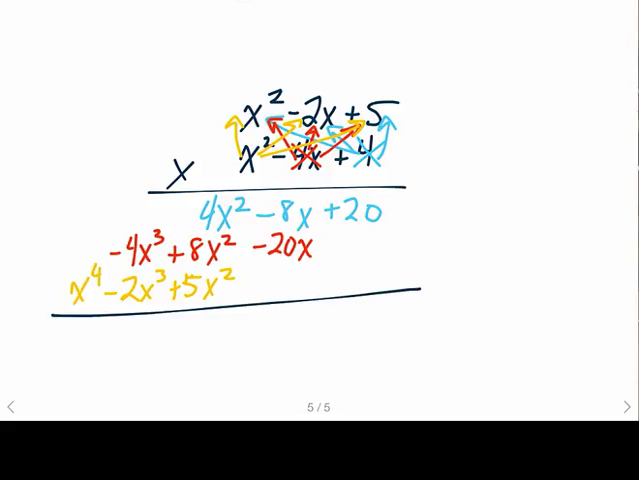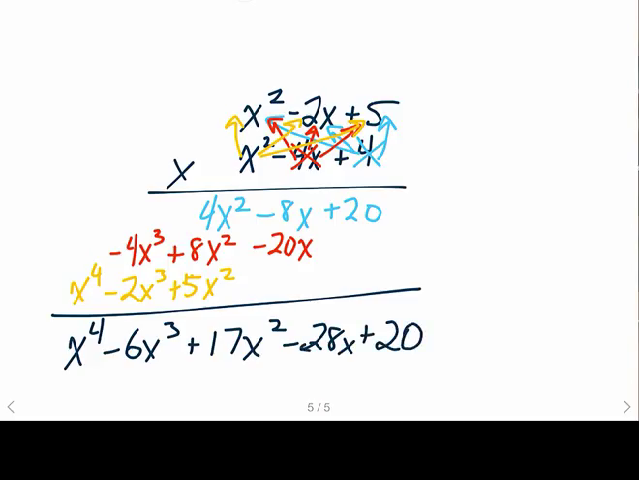Now, when I collect my like terms, I have x to the 4th minus 6x cubed plus 17x squared minus 28x plus 20 as we wrote above.